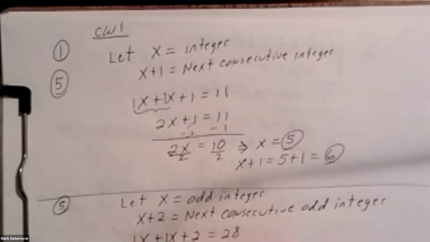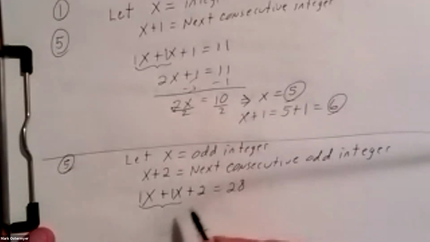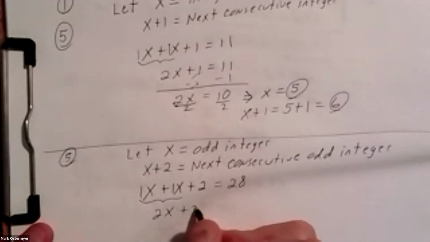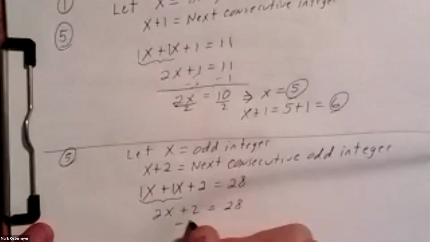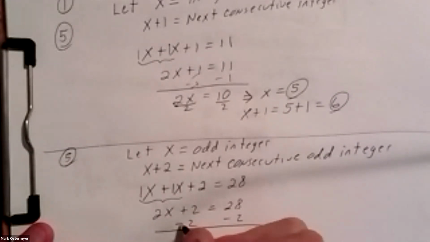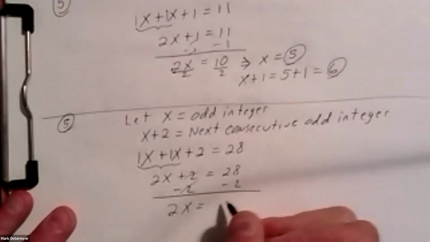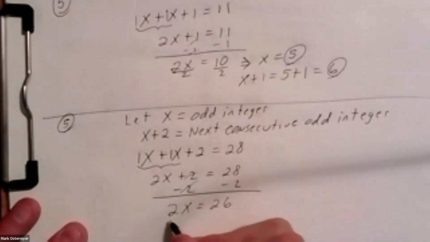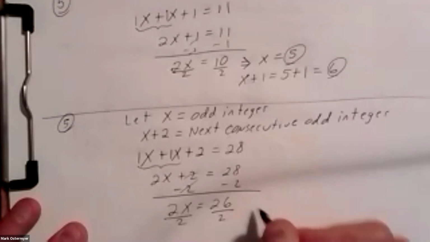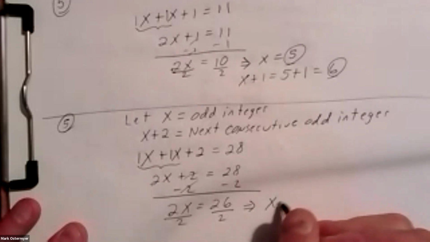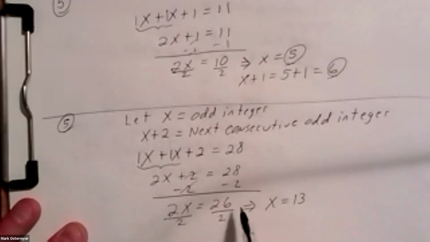We have to solve for x now. 1x plus 1x is what, 2x? Yep. Subtract 2 from both sides. The 2's drop out on the left, leaving you with 2x, and 28 minus 2 is 26. Divide by 2, and what's our odd integer? x is 13. Yes, 26 divided by 2 is 13.